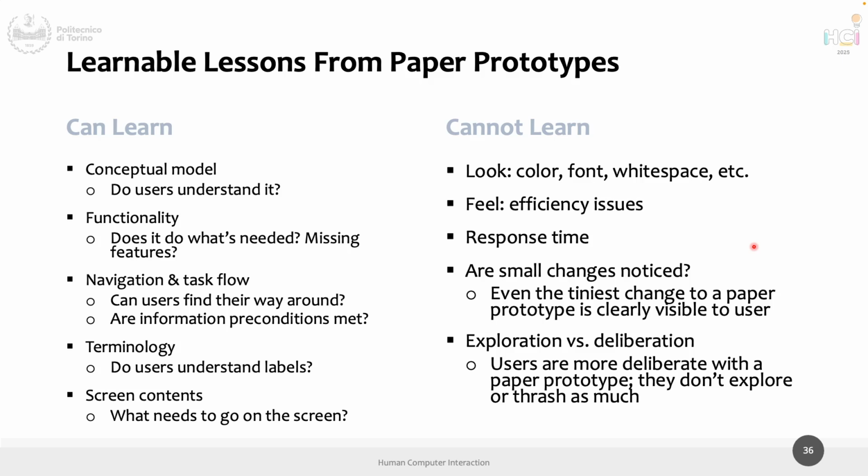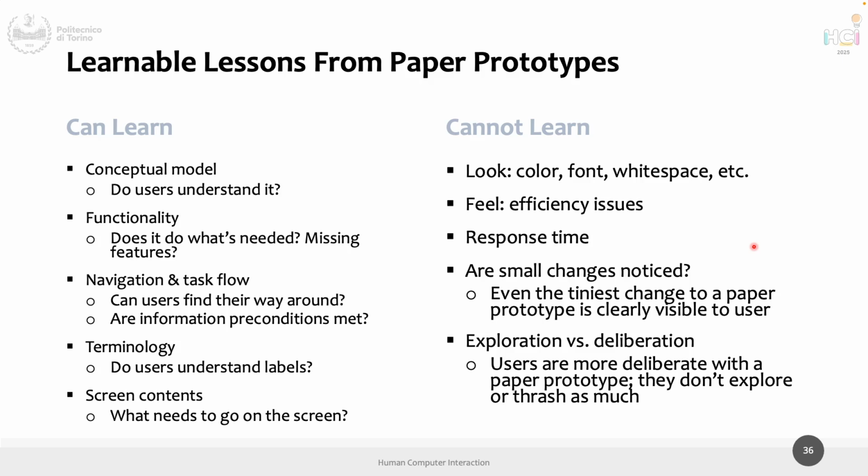I can understand the flow. If people get stuck, I can understand, because they will not press anywhere, and they will tell me, I don't know where to press. How can I go back from here? And also I can understand screen contents. I can understand what needs to go on the screen. If I want to put 100 pieces of information on the screen, can I draw 100 pieces of information on the screen or not? It's not precise, but still gives you a rough idea.